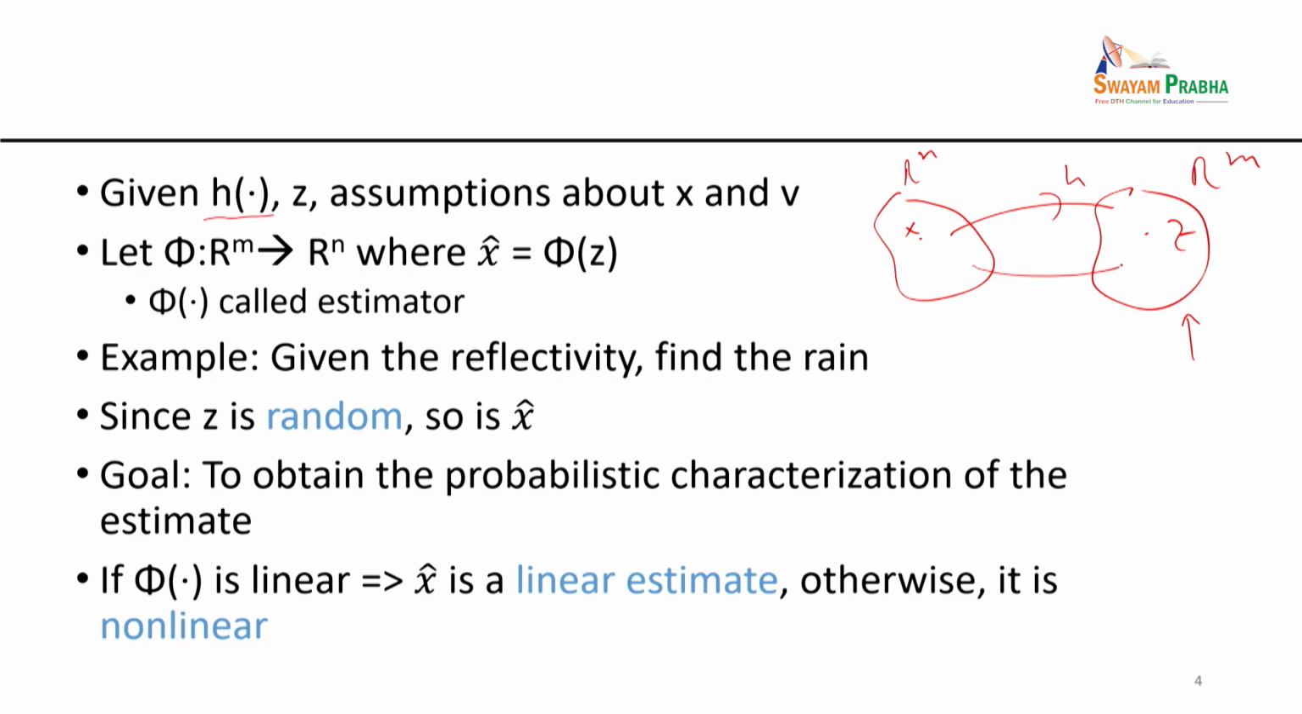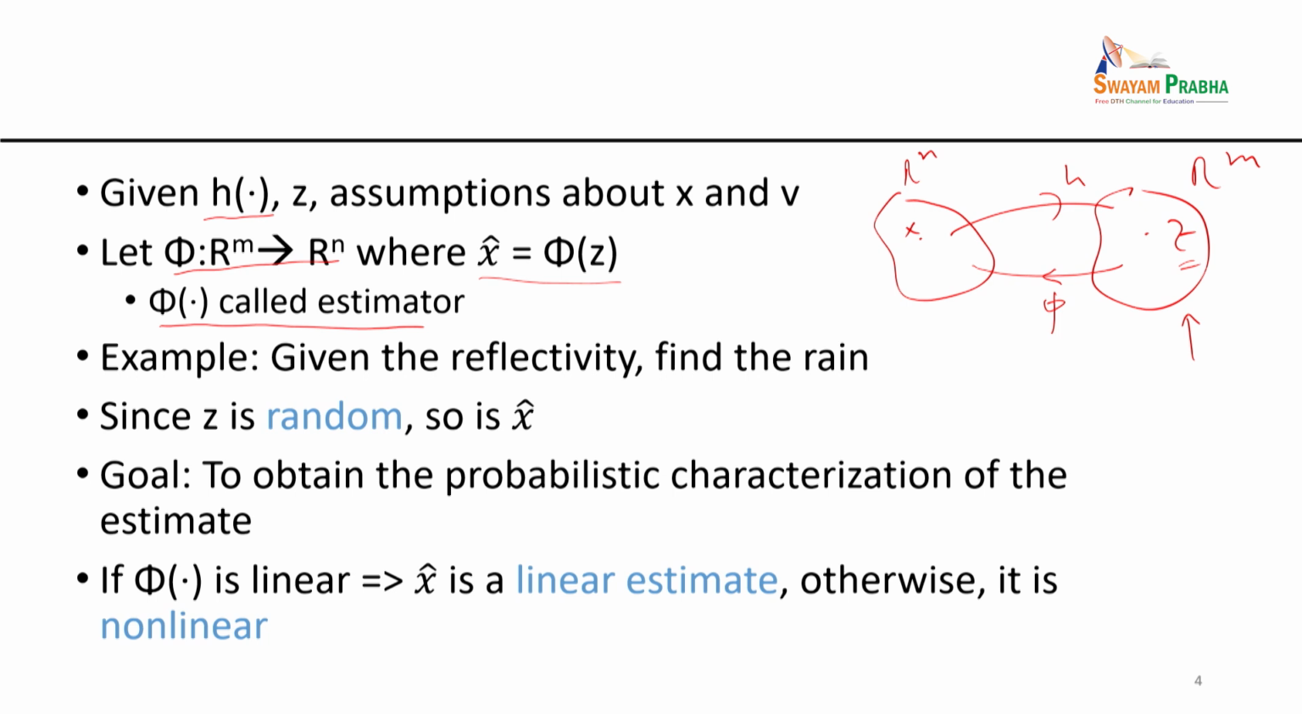What is it that I am going to do? I am defining a function from the observation space to the model space, phi, Rm to Rn. So if you give me z, phi of z is x hat, and x hat is an estimator of x. X hat is an estimate of x. This function phi is called the estimator function. The estimator function takes the observation and puts out an output x hat, the estimate of the unknown x.